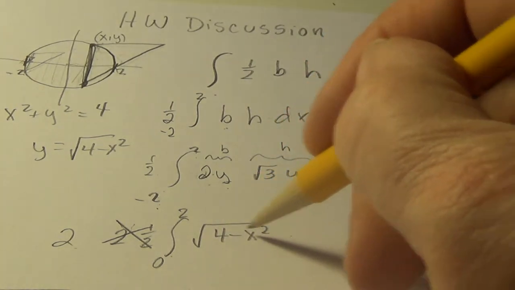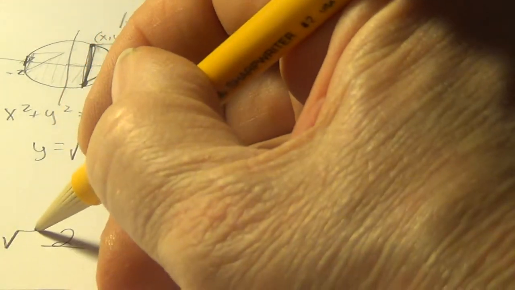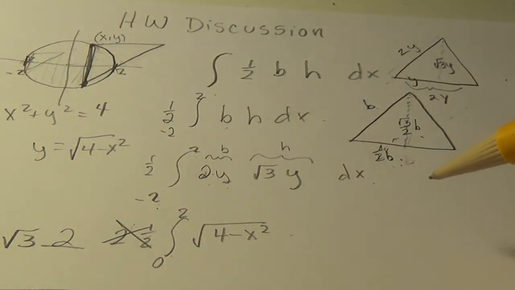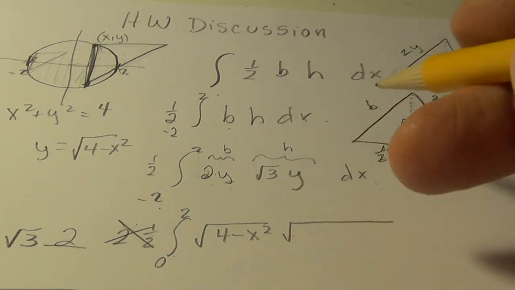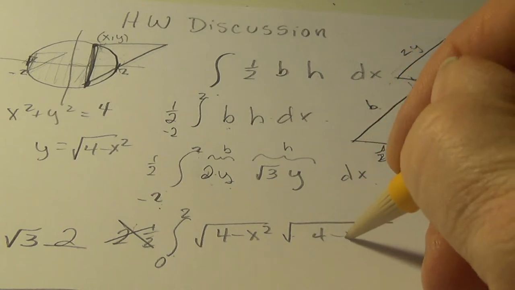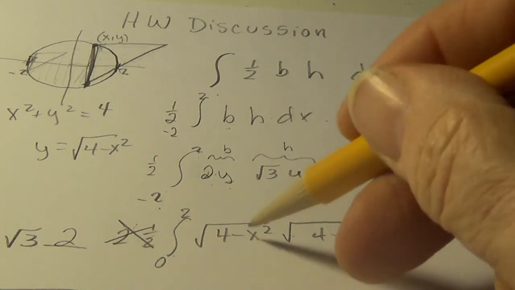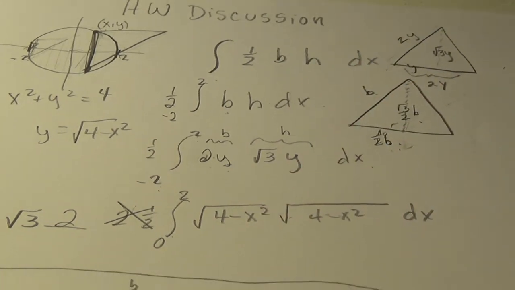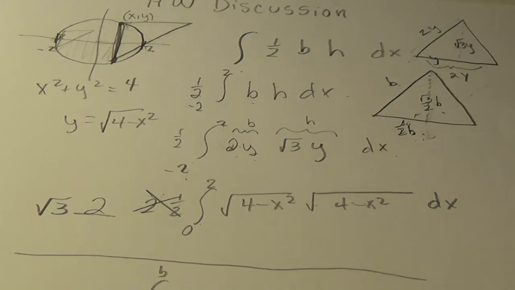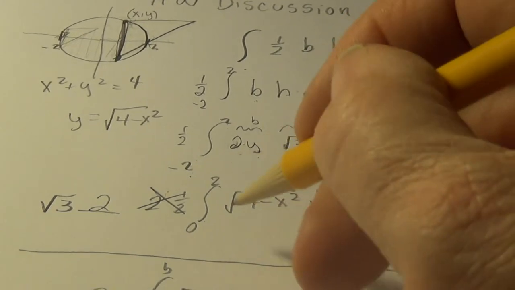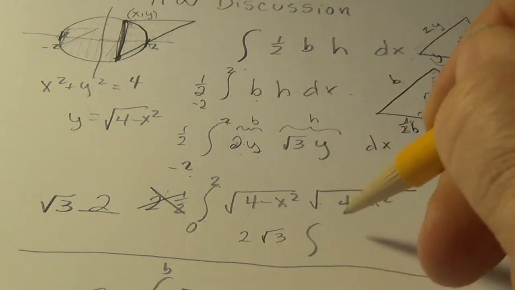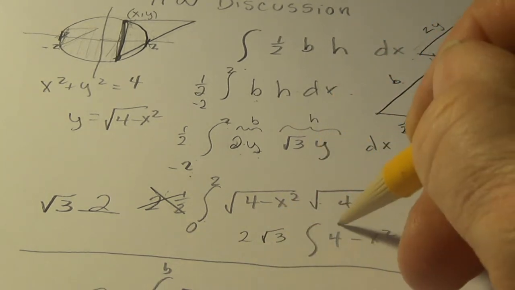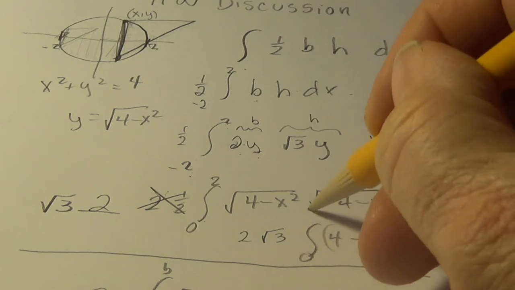And that square root of 3 can come across as well in front of the integral sign. And then we have the y again, 4 minus the square root of 2. And when you multiply those together, the radical disappears. And I have 2 square roots of 3 on the outside, and I have to integrate 4 minus x squared on the inside from 0 to 2.